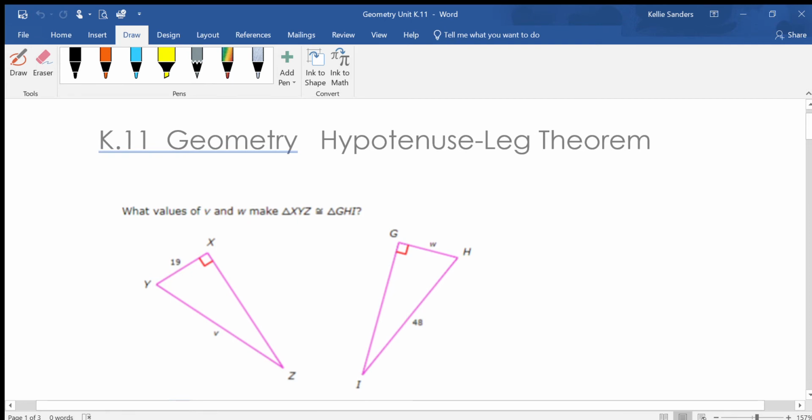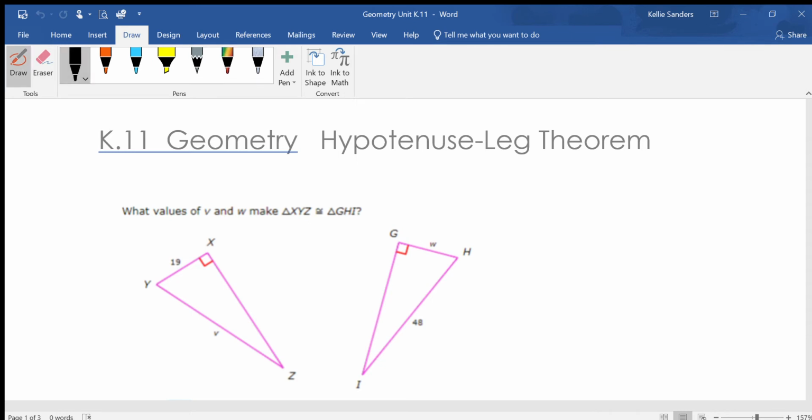K11, hypotenuse-leg theorem. For a hypotenuse leg, you have to have a hypotenuse and a leg. And to have a hypotenuse, you have to have a right angle. Just a little bit of a refresher here. If not a refresher, then we're actually learning something.